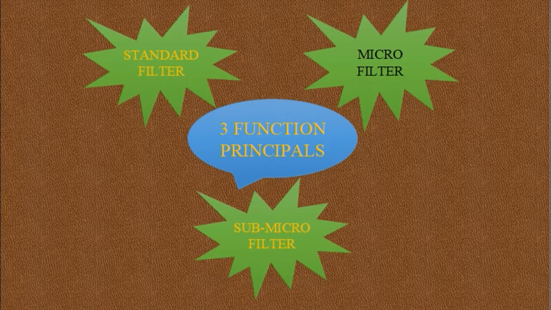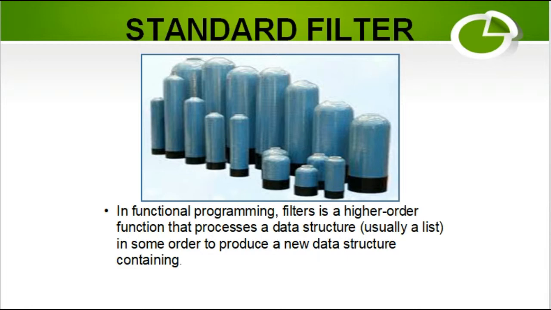Three function principles. The first one is standard filter, second one is microfilter, and the third one is sub-microfilter. Standard filter. Standard filter is in functional programming. Filter is a higher order function that process a data structure in some order to produce a new data structure containing.